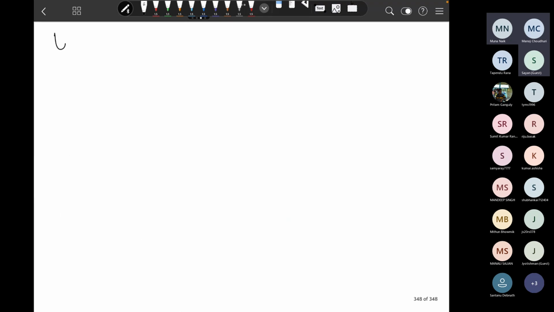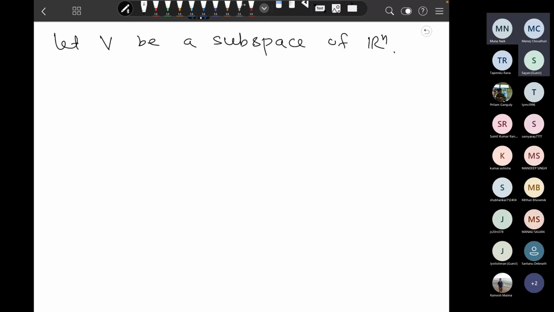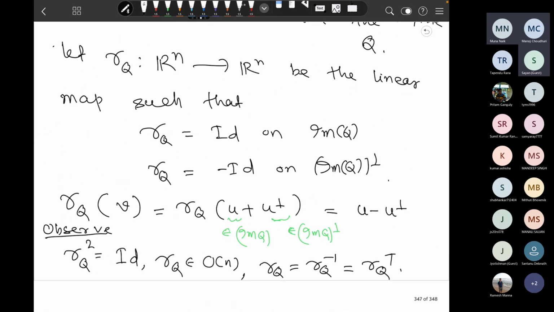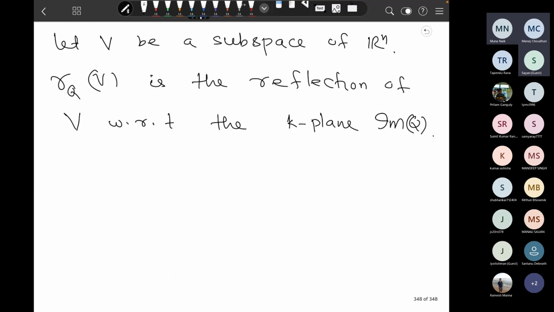So okay, let V be a subspace of Rn. What is RQV? RQV is the reflection of V with respect to the K plane Q. Let us write it in the image of Q, because I am really writing in terms of this projection. Q is a projection onto its image.